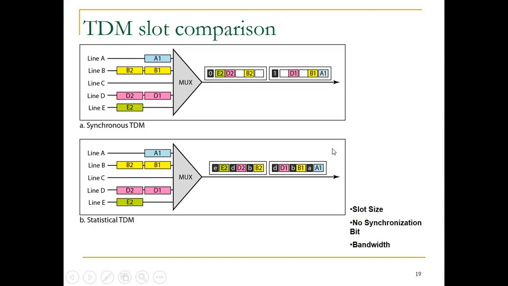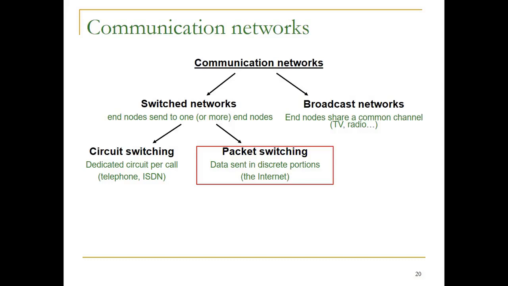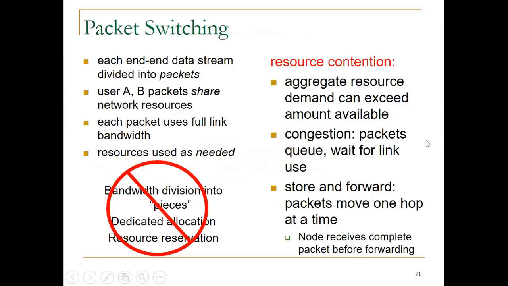Okay, so moving on, we've covered the switch network at the circuit switching part. Now let's move on to the packet switching part, where data is sent in discrete portions, with the internet being a key reference. So in packet switching, end-to-end data streams are divided into packets.